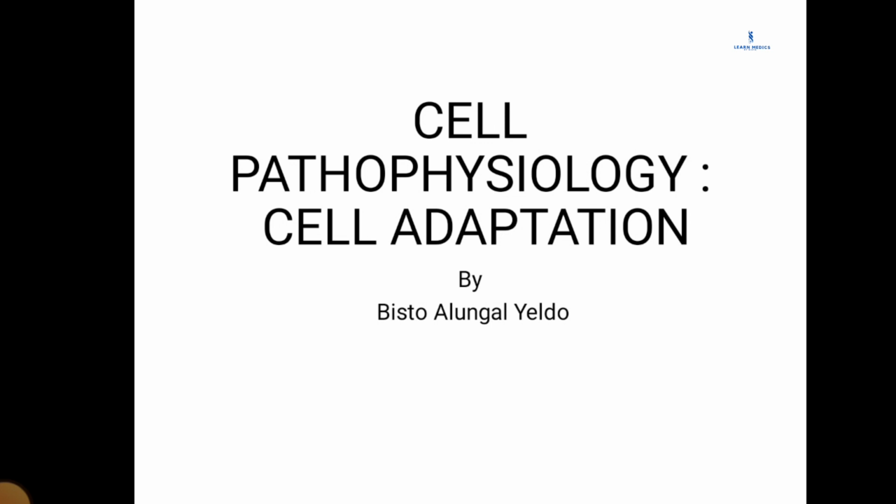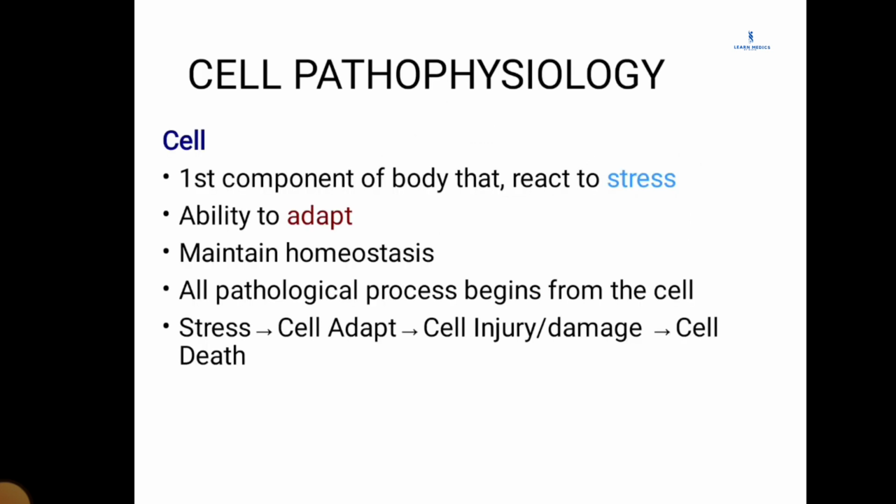In this module, we are dealing with cell adaptations. The cell is the first, primitive component of the body that reacts to any kind of stress. The cell has the ability to adapt to stress and maintain normal body functions, meaning homeostasis, and all pathological processes begin from the cell. Stress leads to cell adaptation, and prolonged stress that can no longer be tolerated by adaptation leads to cell injury or damage, and it may further lead to cell death.